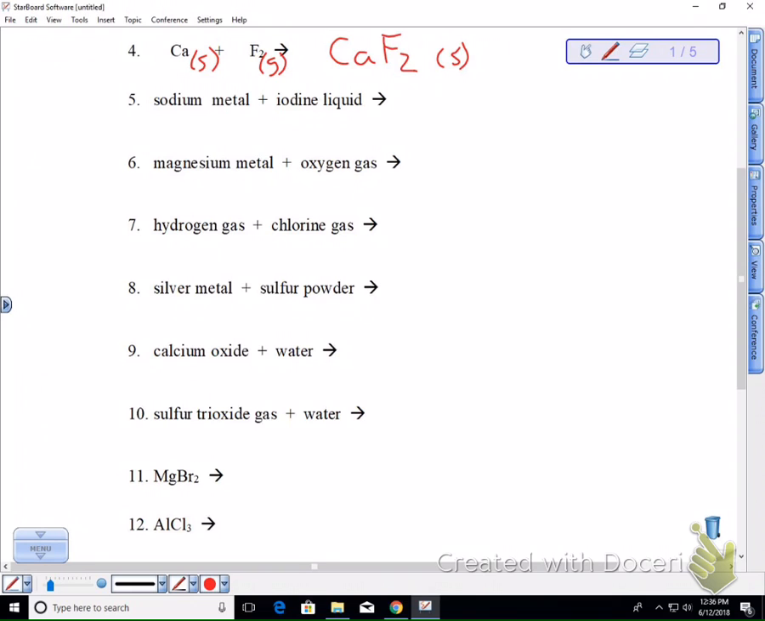Now as we keep going, we're going to start with some words here, sort of like a skeleton equation, but we're going to go ahead and predict the products eventually. Sodium metal, solid, plus iodine, liquid. So for some reason we're told iodine's a liquid here. That is still a free element combination to make a binary compound. We will make NaI, +1 -1. And then balance.